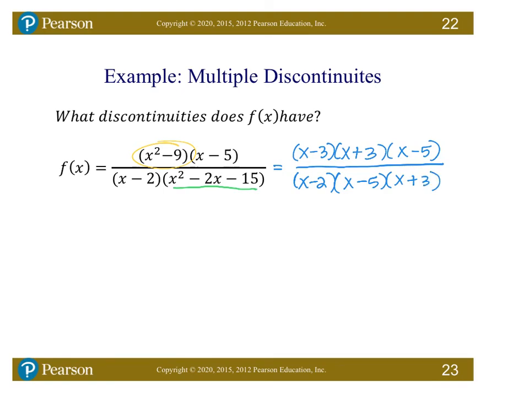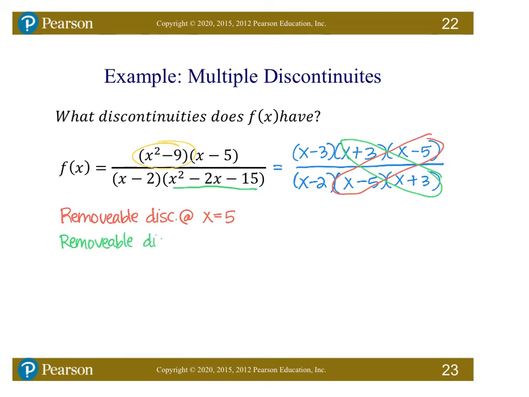So I notice I've got some identical factors which will reduce out from the numerator and the denominator. The first identical factor is x minus 5, x minus 5. So that tells me that I have a removable discontinuity at x is 5. The second I notice is I have my x plus 3. So that will tell me I have a removable discontinuity also at x is negative 3.